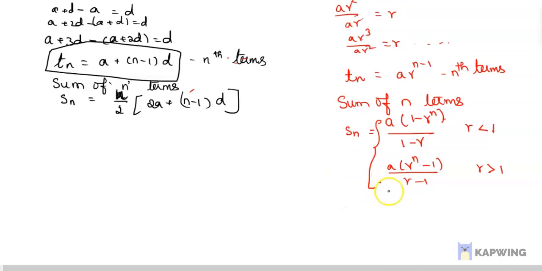When r is greater than 1, that is, the common ratio is greater than 1, then we can call it an increasing GP, increasing geometric progression. And when r is less than 1, then we can call it a decreasing GP, right? So depending upon the r value, we can find whether it is increasing or decreasing. r less than 1 means decreasing GP, and r greater than 1 means increasing GP.